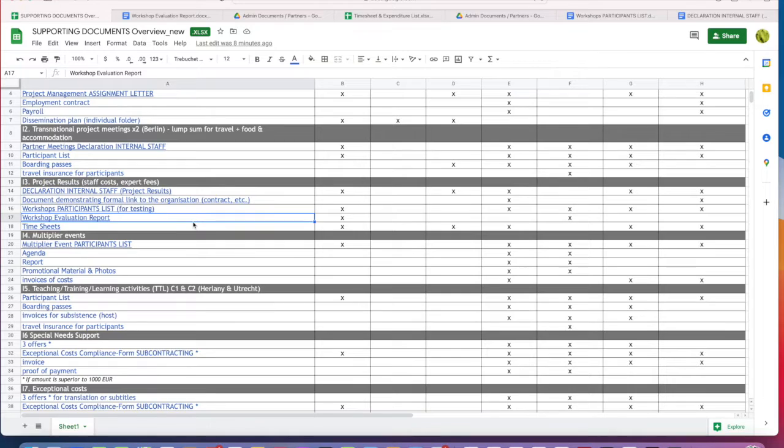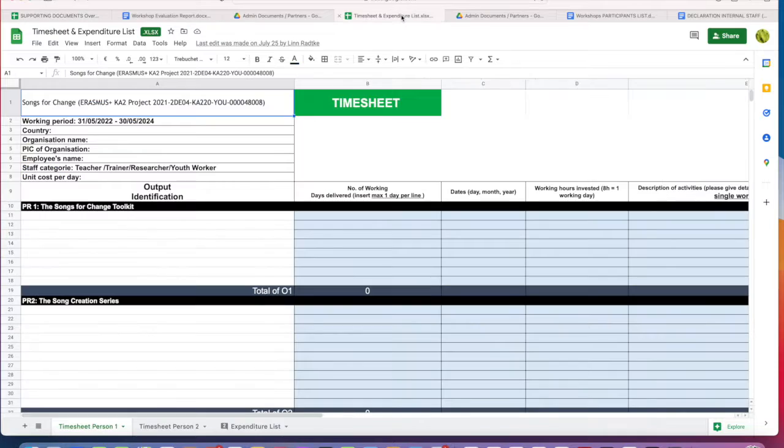Then we have the timesheet. This is a very important document, which I will show you now as well. This is where you insert the working days and working hours for each individual who has worked on the project results. This is where they insert their working days. So here is an empty timesheet.